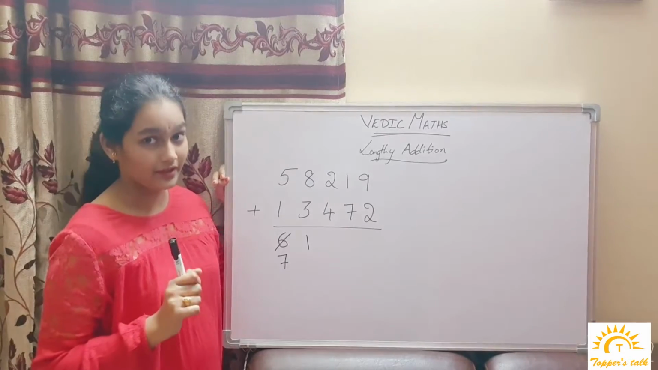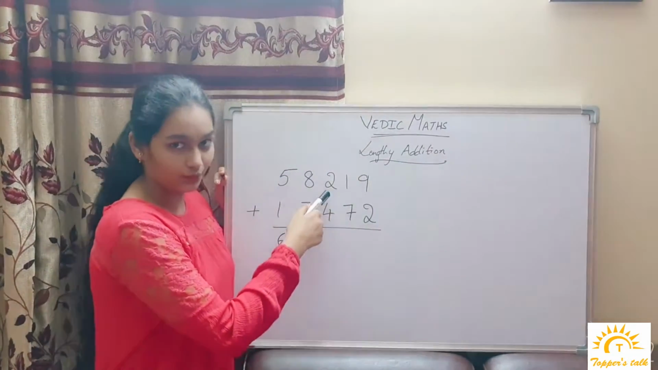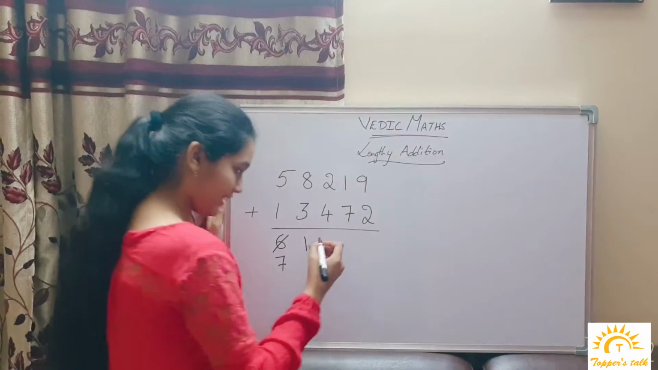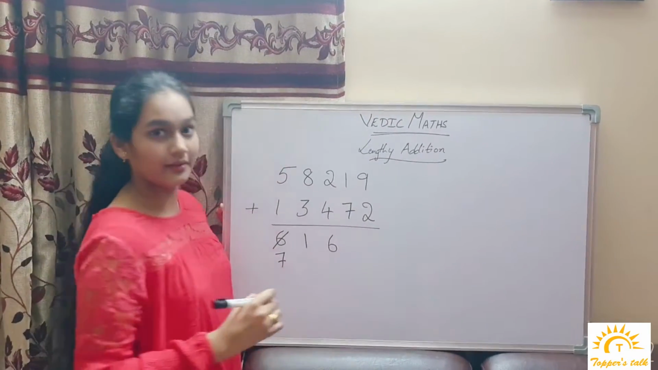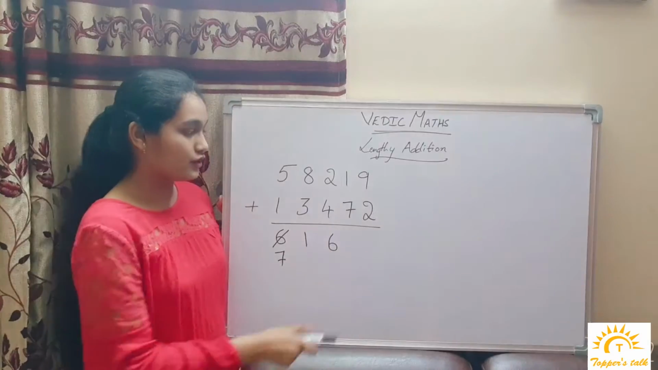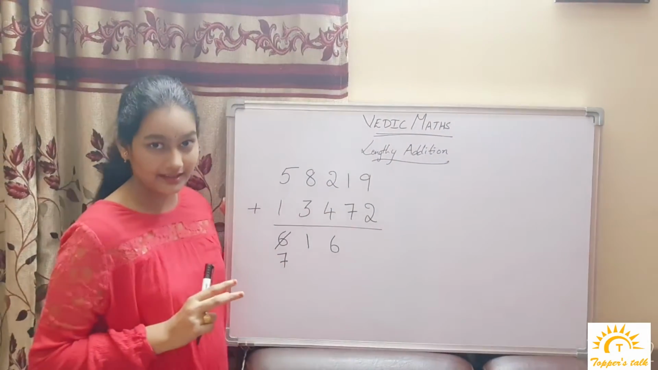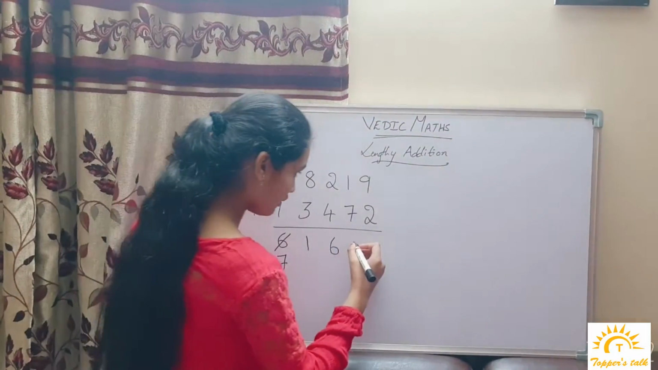Now we have to do 4 plus 2, which is 6. Now we have to write that 6 over here. Next we have to do 1 plus 7, which is 8. So we have to write that 8 over here.